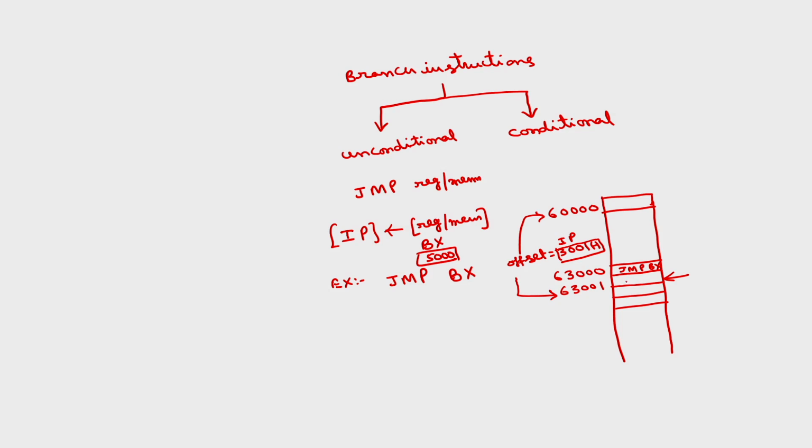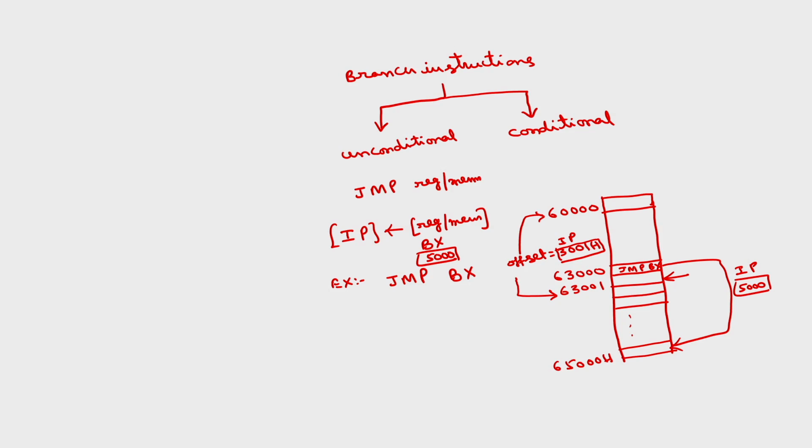Suppose I want to skip this instruction and execute the instruction located at some other location, say 65,000. Then how does the microprocessor jump to this particular instruction? For that the instruction pointer has to be loaded with the offset of this address from the starting, which is 5000. If I load the instruction pointer with 5000 H, it will skip all the instructions in between and jump to the instruction located at 65,000 H. This is how the jump instruction takes place.